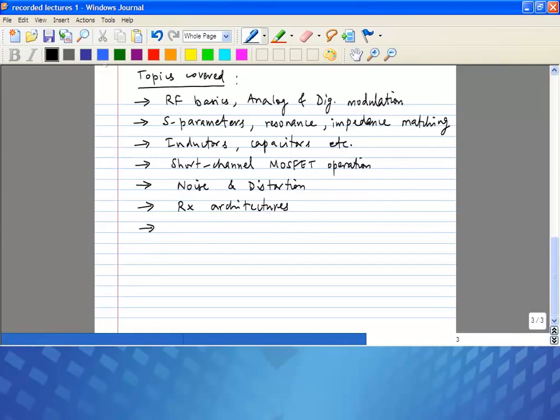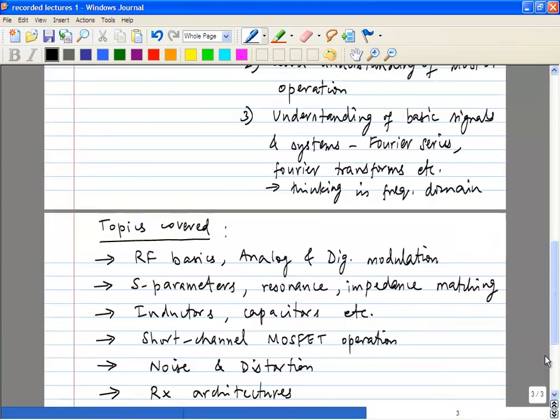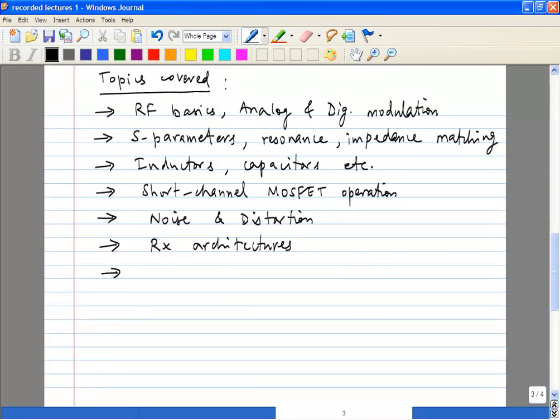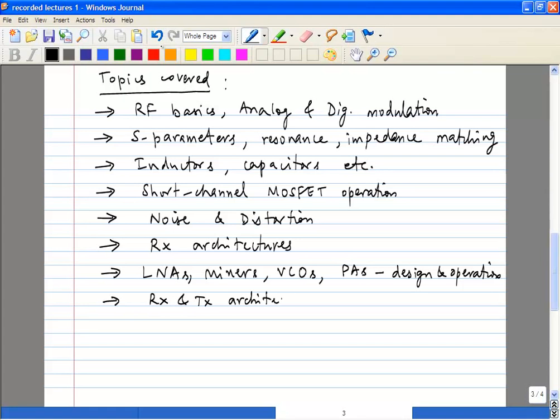So after that, we'll look at RF circuits. So we'll look at low noise amplifiers, mixers, voltage controlled oscillators, and if we have time, we'll also try to look at power amplifiers. So we'll primarily look at design and operation of these circuits. Then we'll come back, of course, to RX and TX architectures. Then we'll probably have maybe one class of introduction to RF layout.